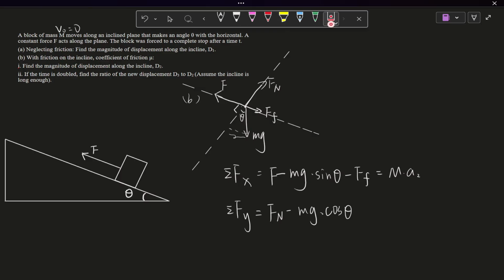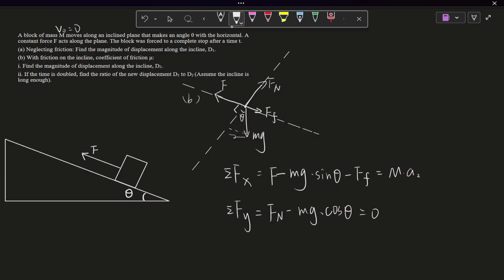Is the block moving vertically upward or vertically downward relative to the slope? No, it's not, because it is moving along the slope. If you don't understand what I mean, moving vertically upward means it's just moving in that direction, like it no longer has contact with the slope. So I think you understand what I mean. So this is equal to 0.